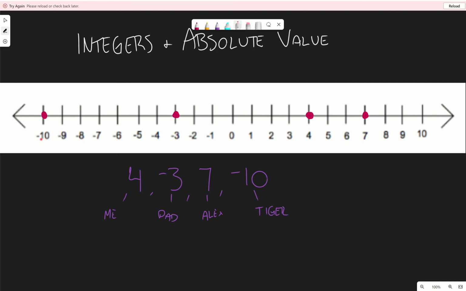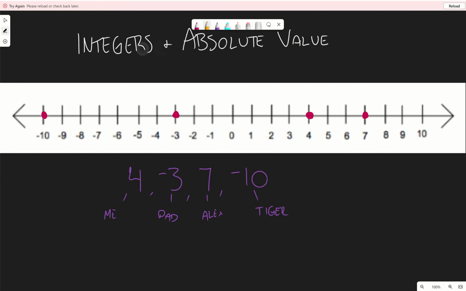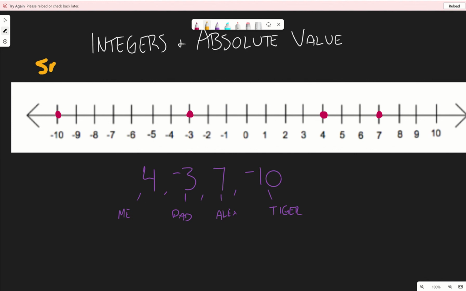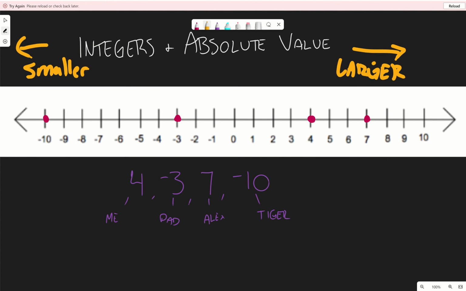Remember, a number line is always going smaller in that direction and larger in that direction. So when you're on a number line, you're always getting smaller when you go to the left, and you're always getting bigger when you go to the right.